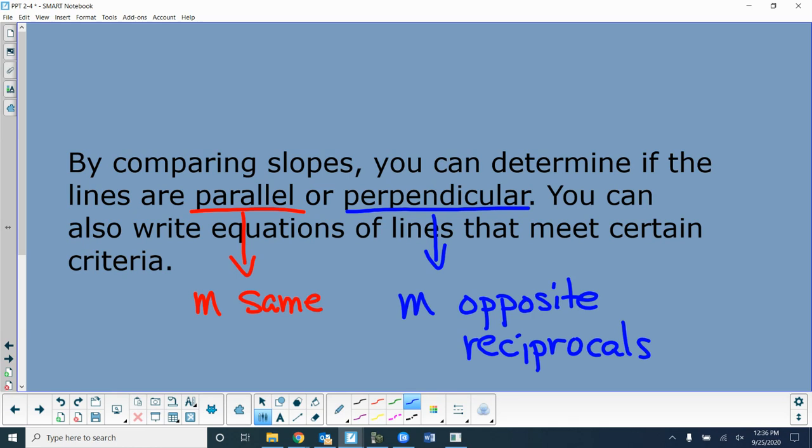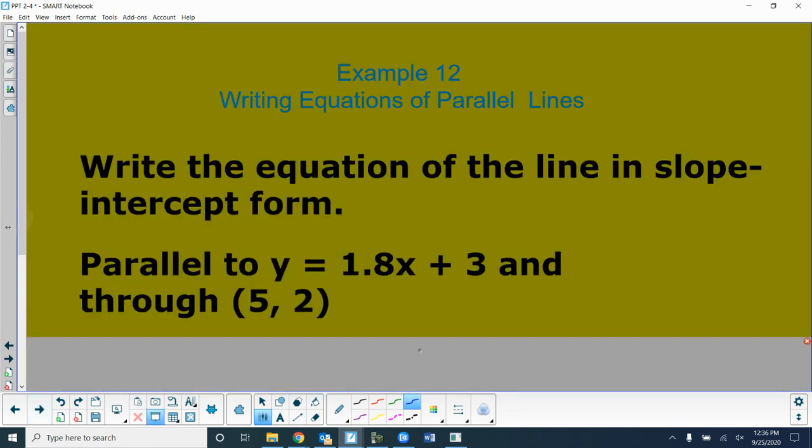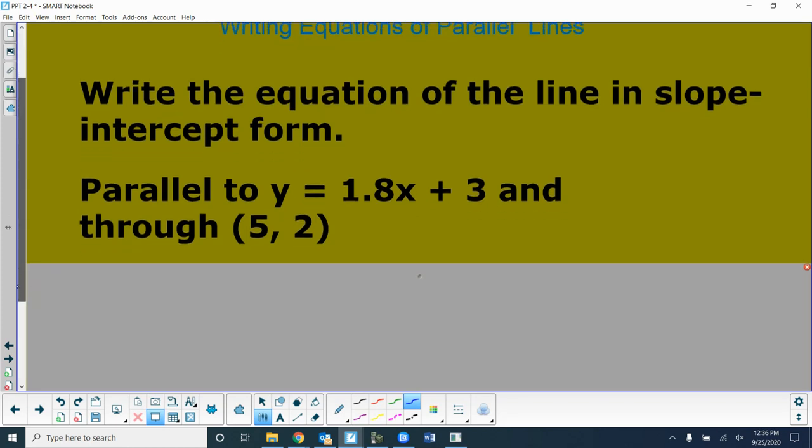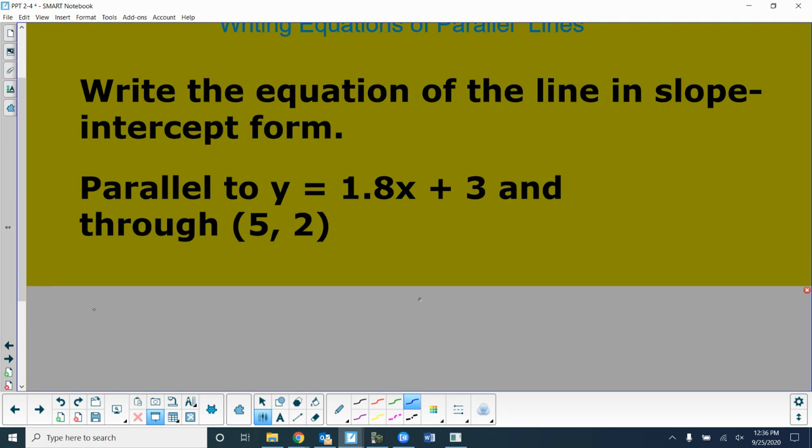Again, that's review for you guys, right? Yeah. Slope same, parallel, pay attention. Slope opposite reciprocals, perpendicular. So here's what this type of problem looks like. Write the equation of the line in slope-intercept form, parallel to this line and through that point. Okay? So, since it's parallel, what's my m value? The same, right?